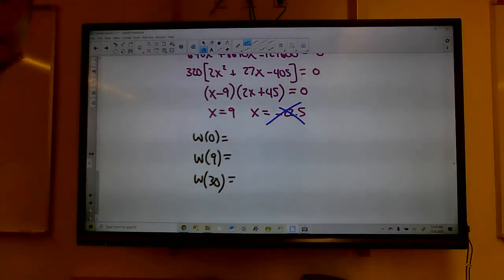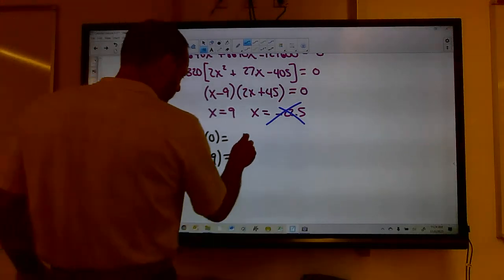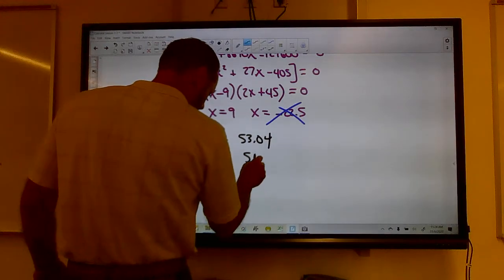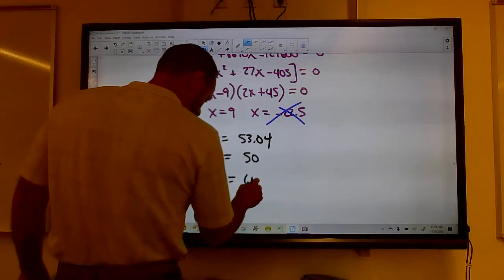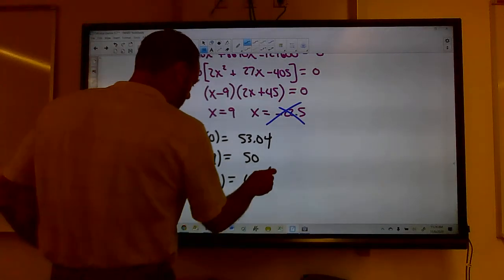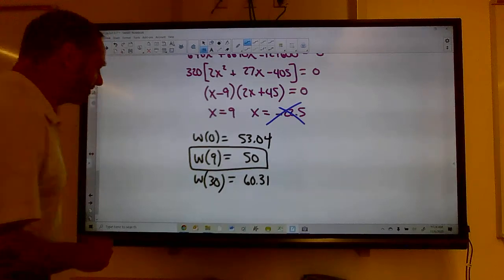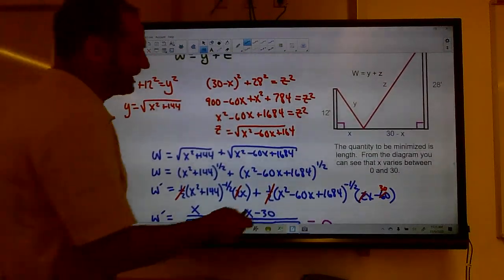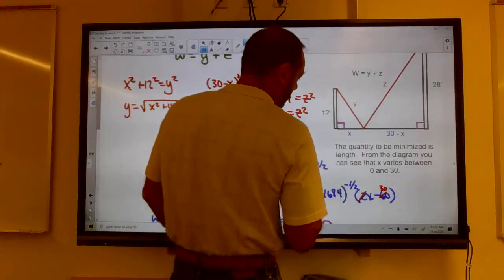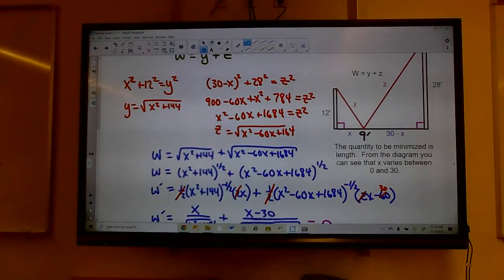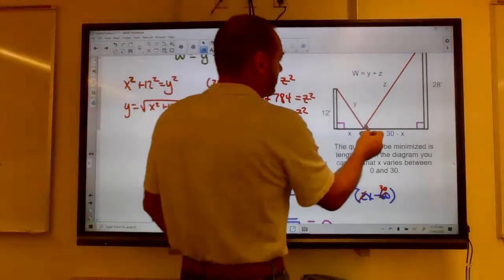Okay, so if I plug those into W, I get 53.04 for this one, I get 50 for this one, and I get 60.31 for this one, and that tells me that the minimum is right here. So I should stake this thing 9 feet away from, I should make x 9, so it should be 9 feet away from the 12-foot pole right there. And that minimizes this distance right here.